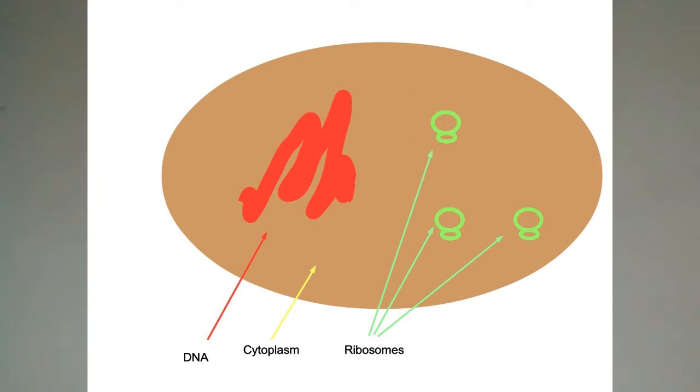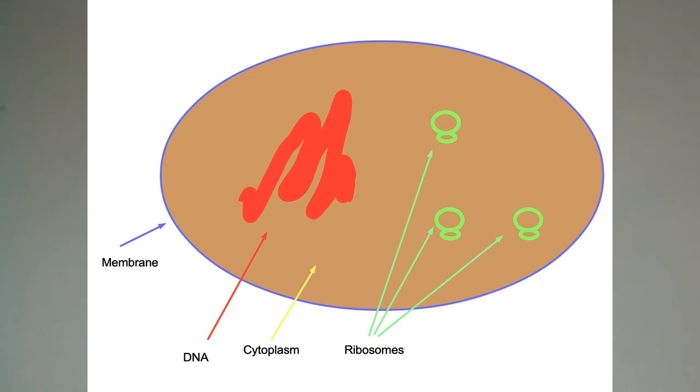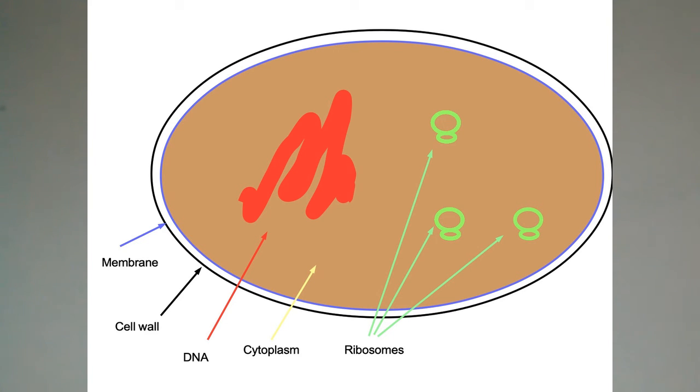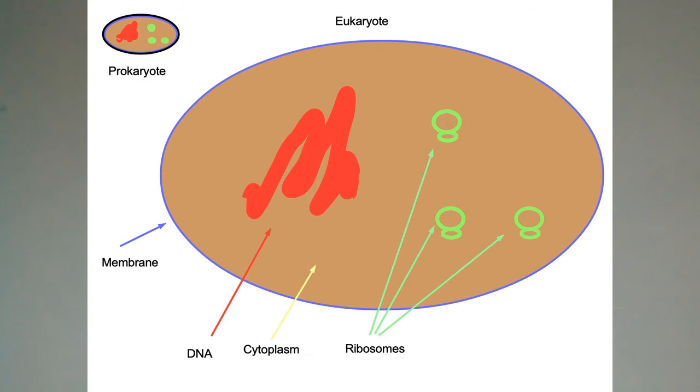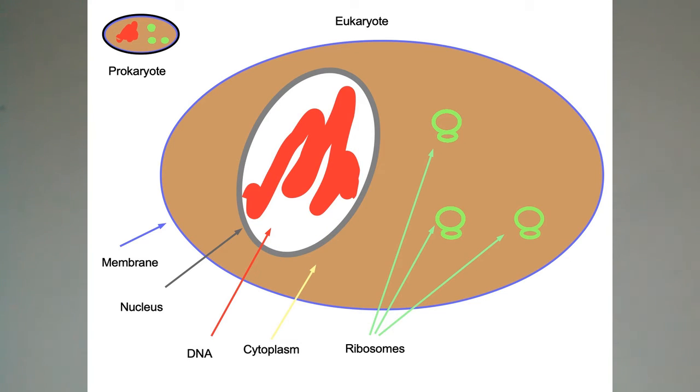In prokaryotes, that's about it. DNA and ribosomes are suspended in a gel-like substance called cytoplasm, and the cytoplasm is surrounded by a membrane to protect it and a second layer called the cell wall that gives them shape. In eukaryotes, things get more complex. For a starter, the DNA is not just suspended in the cytoplasm, instead it is nicely folded inside a protective membrane in what is called the nucleus.